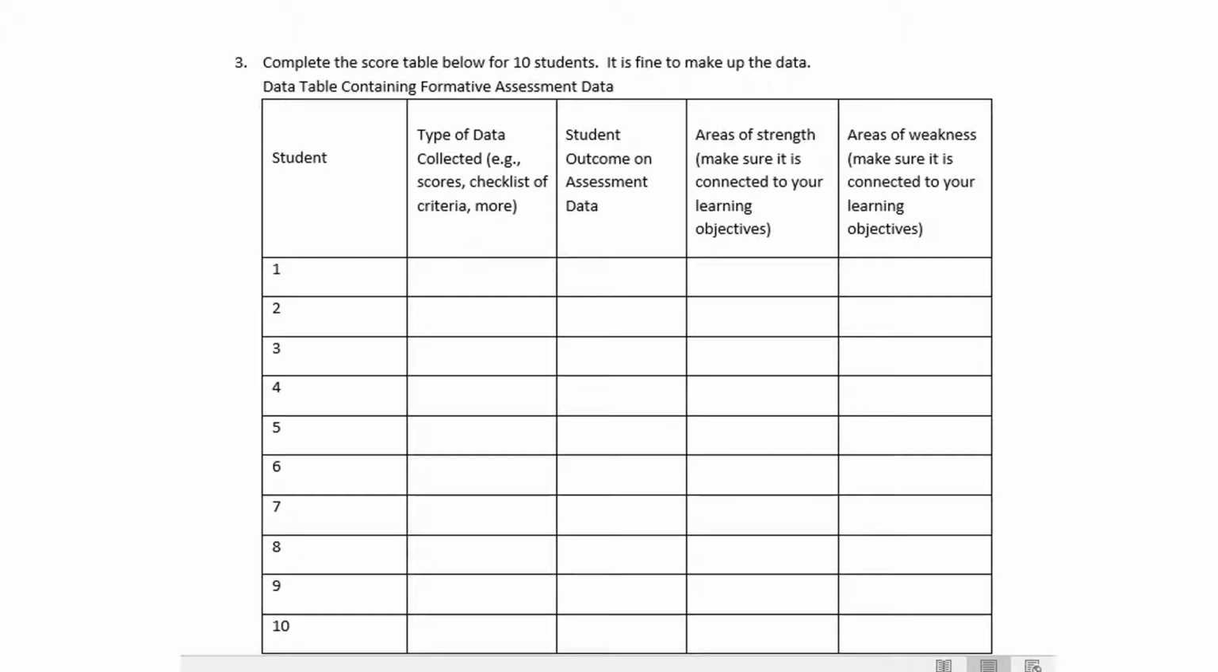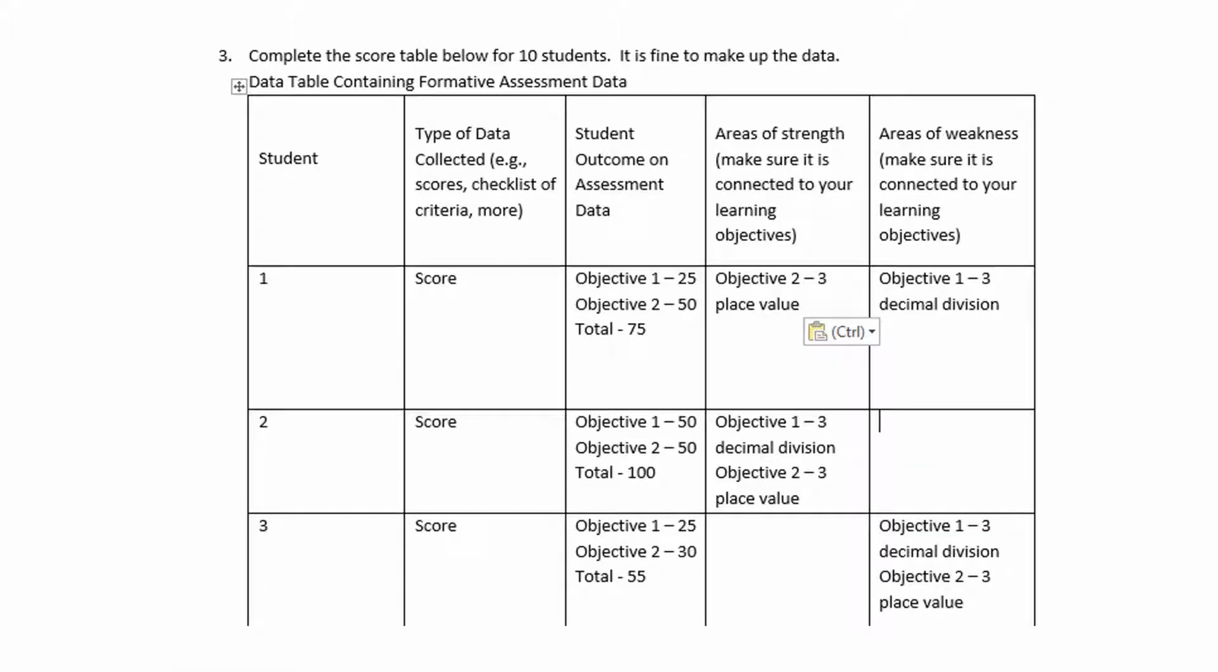Then you're going to complete a table, make up the scores for 10 students. So students are numbered 1 to 10. You tell what type of data you collected, probably going to be some type of score. And then what was the outcome? Well, in this case, what was the score? And then you're going to list areas of strength and areas of weakness. So what could that look like? So I've created some imaginary data for 3 students. You're going to do 10. Let's take a look at this.